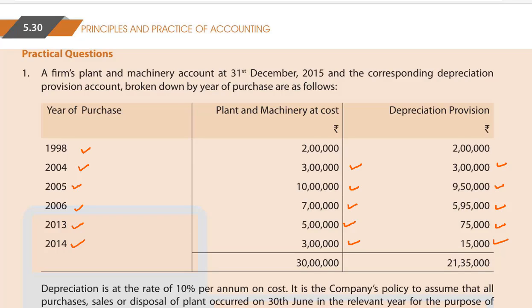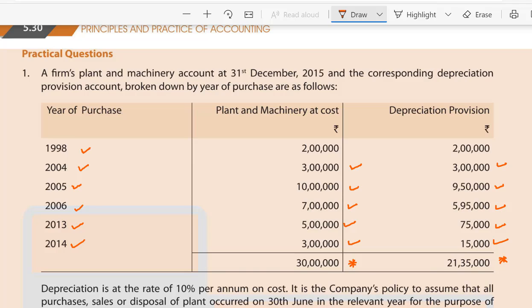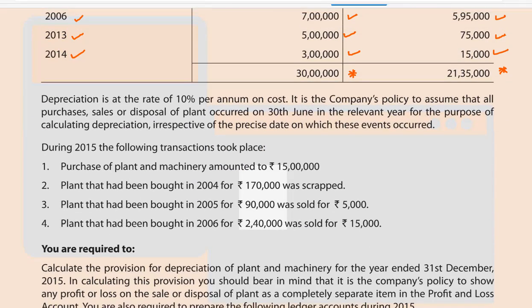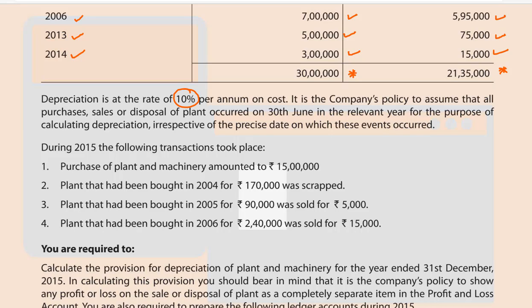The accumulated sum of the plant and machinery at cost is 30 lakhs and the depreciation provision is 21 lakhs 35,000. Depreciation is at a rate of 10% per annum on cost.